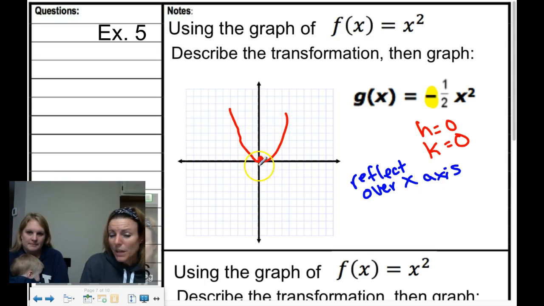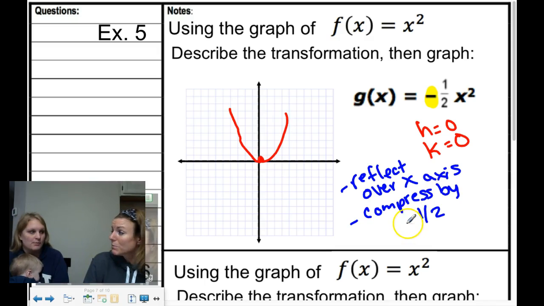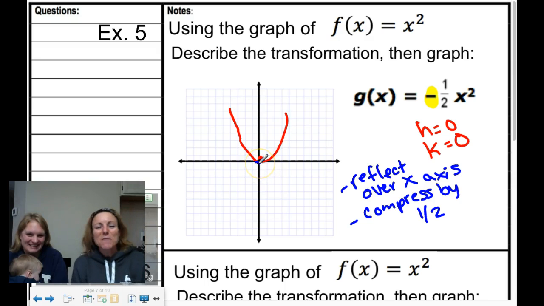And then the other one is the 1/2. Let's talk about the 1/2. The 1/2 means compress. Yep, compress by 1/2. That's all they have to write. So let's talk about this. Compress, C, chunky, so it's going to be fatter. Yeah, because it's less. Thank you. So yeah, now I'm confusing myself because it's less than 1.